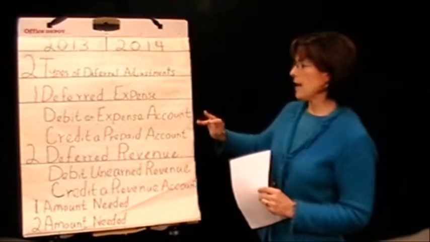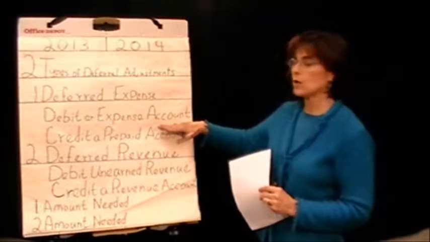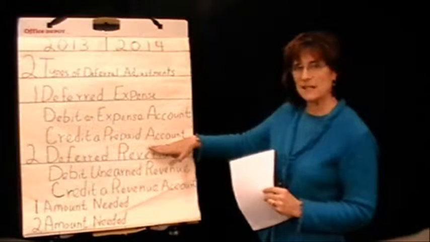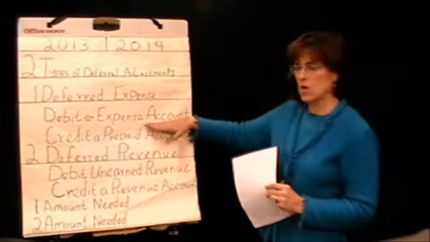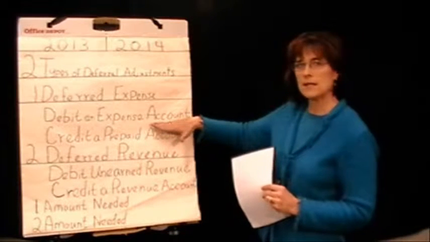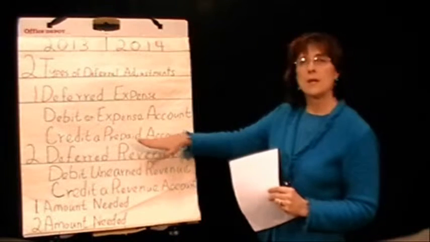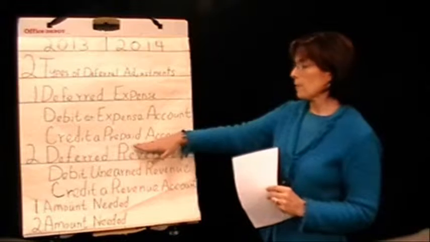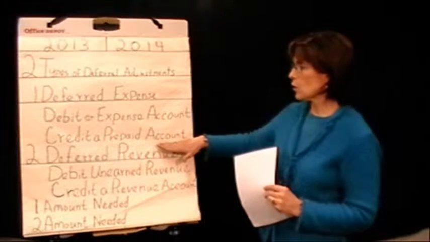When we do that, we're going to be increasing some type of expense account, because we're going to take it out of our prepaid account, which is an asset, and transfer it into an expense account. Our expense will be increasing, so we'll be debiting an expense account, and our prepaid account will be decreasing. Prepaid accounts are an asset, so when they're decreasing, they're recorded as a credit.